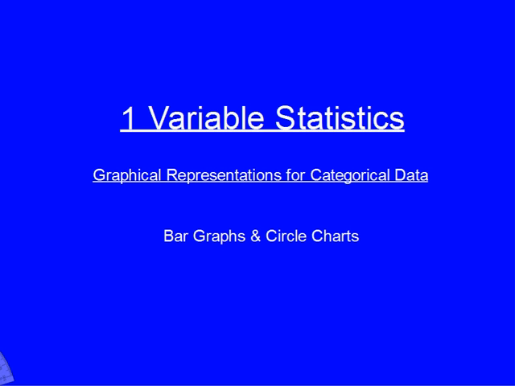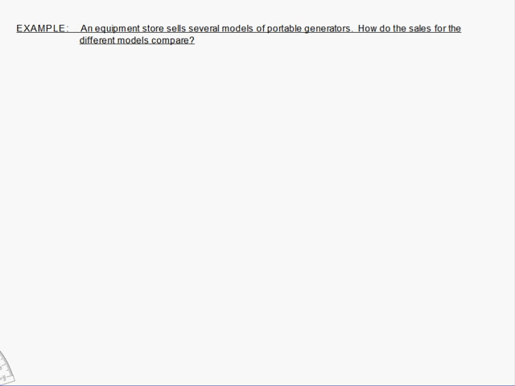All of the other videos for this unit have been quantitative data. Finally, we get a chance to talk about categorical data. What's an example of categorical data? An equipment store sells several models of portable generators. How do the sales for the different models compare?